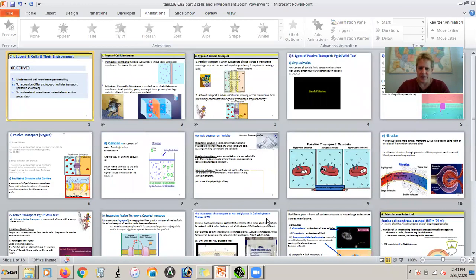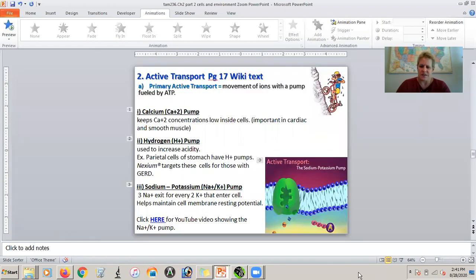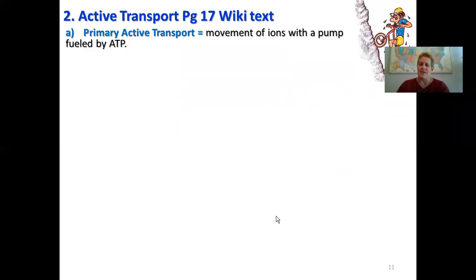Okay, so we had gone through passive transport, and that leaves us with active transport today. Please make note that when I have the page number for the wiki text, you can go to the wiki textbook, the PDF, type that page number in, and you'll be brought right to that section where I talk about that, okay?